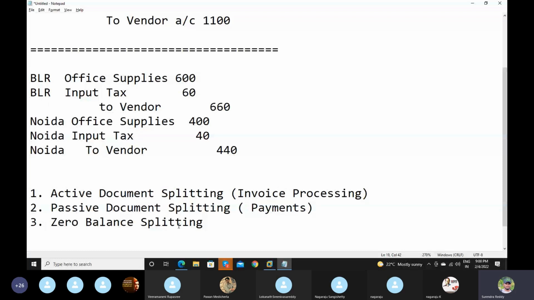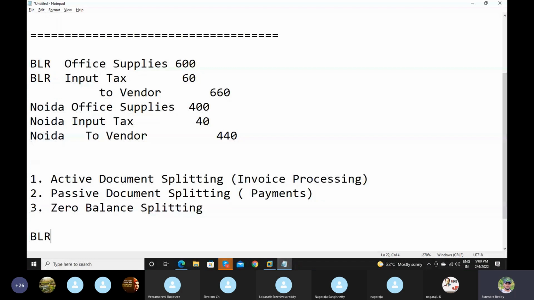1000, then input tax, which is a 100. Vendor 1100.